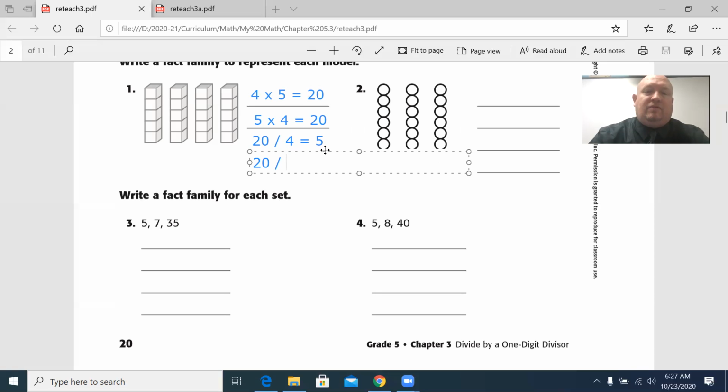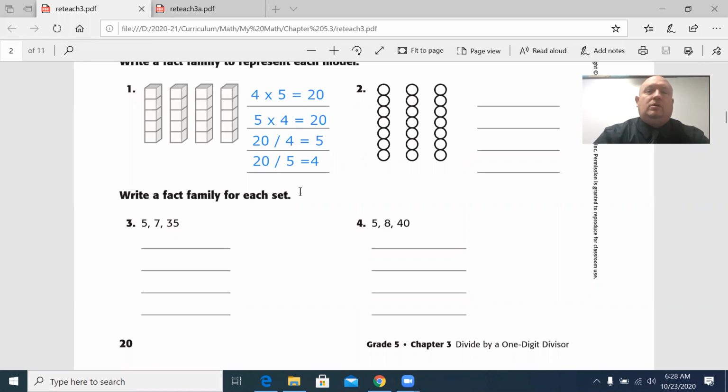I went 20 divided by 4 is 5. I need to switch these two. Oops, can't do it that way. And I'm going to go 5 equals 4. 20 divided by 5 equals 4. Let's see how that turned out here. Not perfect. I'm going to go ahead and erase that and type it in a neater way for you. So 20 divided by 5 equals 4. So now one of these is identical to the other, but I'm still only using the same 3 numbers, 4, 5, and 20.